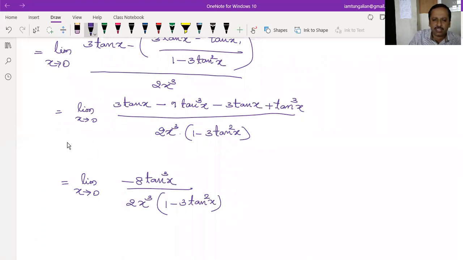Now as x tends to 0, tan cube x divided by x cube will become 1. Tan cube x by x cube is 1. Minus 8 by 2, that is minus 4, divided by, put x as 0, that will give you 1 minus 0. So this is equal to minus 4.